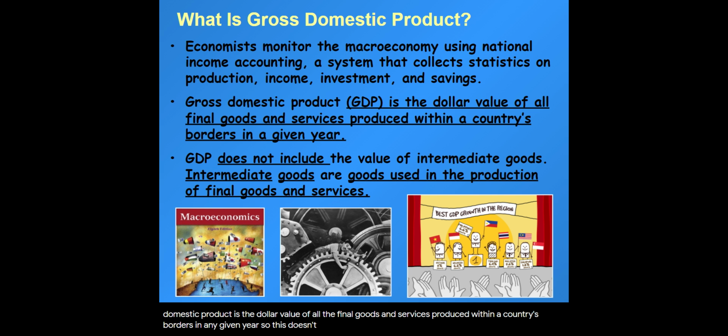So this doesn't include the value of what we call intermediate goods. Intermediate goods are goods that are used in the production of final goods and services. So if we have a factory producing something, it counts the final product, but it doesn't count everything that goes into it, all the machinery and technology that goes into the final product.